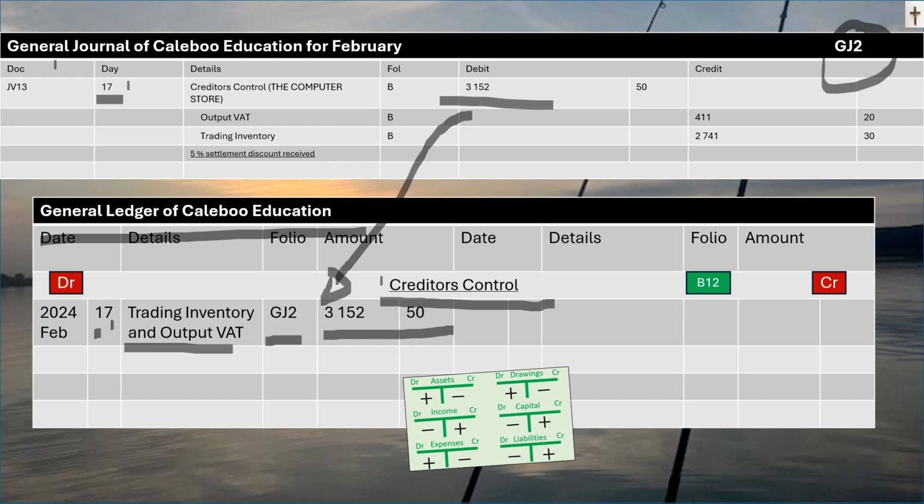Remember from our journal videos, if an item has its own column, the total at the end of the month is posted. But we are actually taking the information on the 17th because the control account does not have its own column in the general journal. So there's the transaction taken to the creditors control. That was a decrease in liabilities.